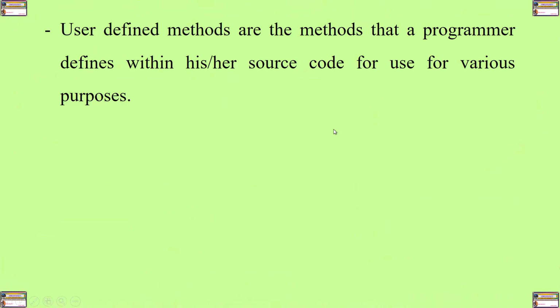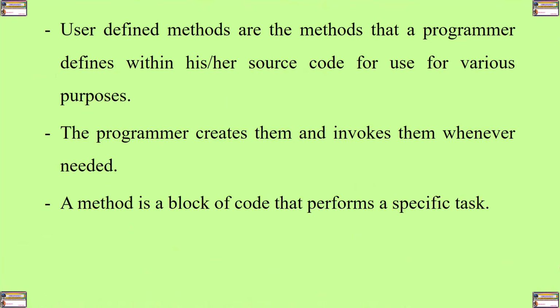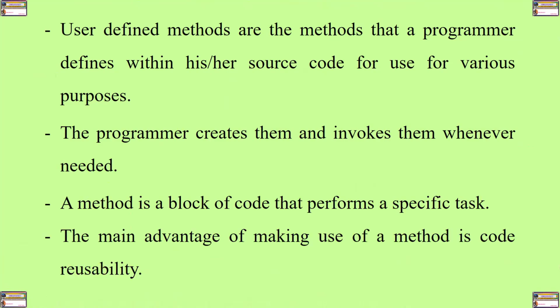User methods are the methods that a programmer defines within his or her source code for various purposes. The programmer creates them and invokes them whenever needed. A method is therefore a block of code that performs a specific task, just as we discussed in part 24 and part 25 of the series.